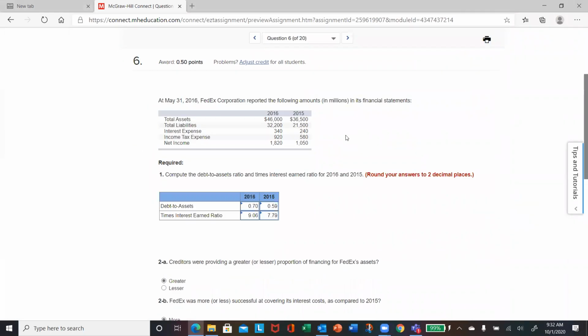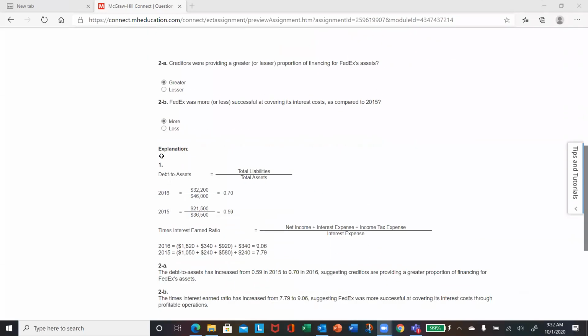Let's check out number 6. We're going to be looking at the ratios in this one. So on number 6, they give us 2016 and 2015. This is for FedEx. They give us our assets, liabilities, interest expense, income tax expense, and of course, net income. So they want the debt ratio and the times interest earned ratio for each of these. And just to show you, first of all, we'll look at how you calculate them, and then we'll answer the questions.